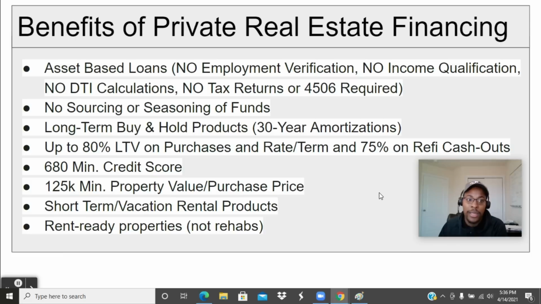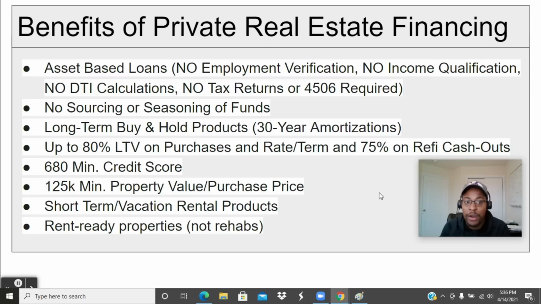But with a lot of private real estate financing, they don't really care about your debt to income. They're looking at the particular deal, right? So how much rental income is it going to produce? Do you have the down payment? Do you have some funds in reserve? And do you have a decent credit score, right? Most of them aren't going to ask for tax returns or 4506T, which is a tax transcript verification.